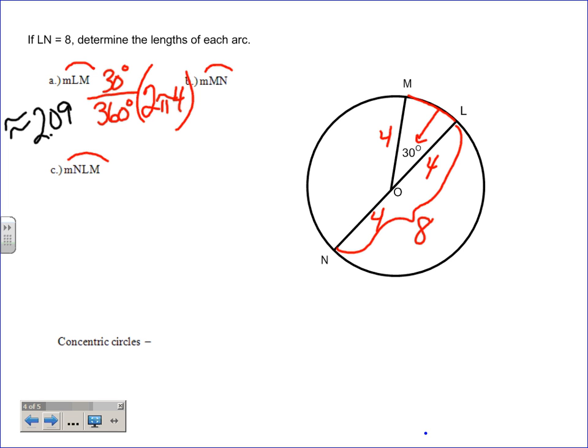2.09? Is that believable? Yeah, definitely. Again, no label here, so you don't have to worry about that. If you want to put units, you could do that. All right.